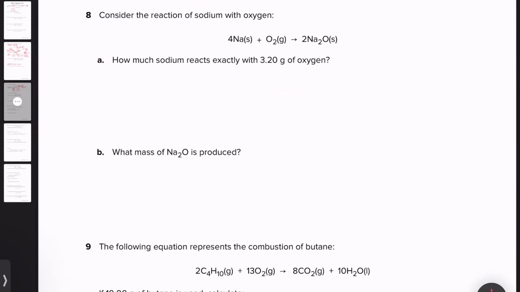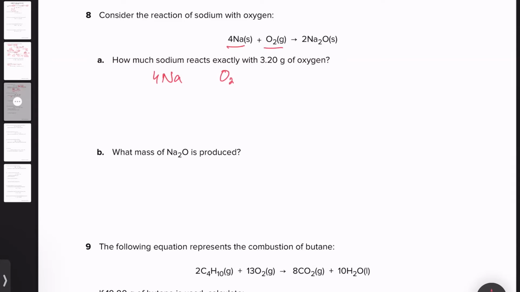Consider a reaction of sodium with oxygen. You have the equation. How much sodium reacts exactly with 3.2 gram oxygen? Now, this question is a little vague. In CIEs, they don't say how much. They will mention what mass or what volume. They will mention all of that. But let's say we are considering mass here. So what mass of sodium reacts with this? Okay. So here's what you do. You copy the part that's sodium and oxygen, the relevant parts. So 4 Na and O2.